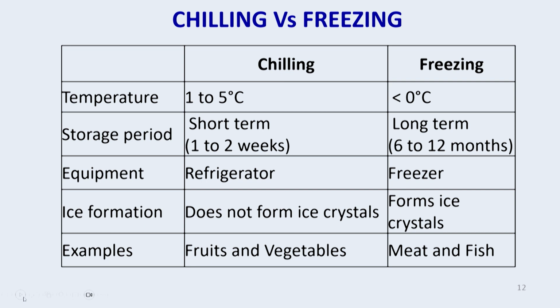Chilling process refers to a process which takes place in the positive temperature range, that is above 0 degrees centigrade, whereas freezing is less than 0 degrees centigrade, that is negative temperature. In case of chilling, the storage is on a shorter term, about 1 to 2 weeks, whereas frozen products are stored for longer term, 6 months or even more than 6 months, up to 1 year. In case of chilling, the refrigerator is used. For freezing, freezers are used.